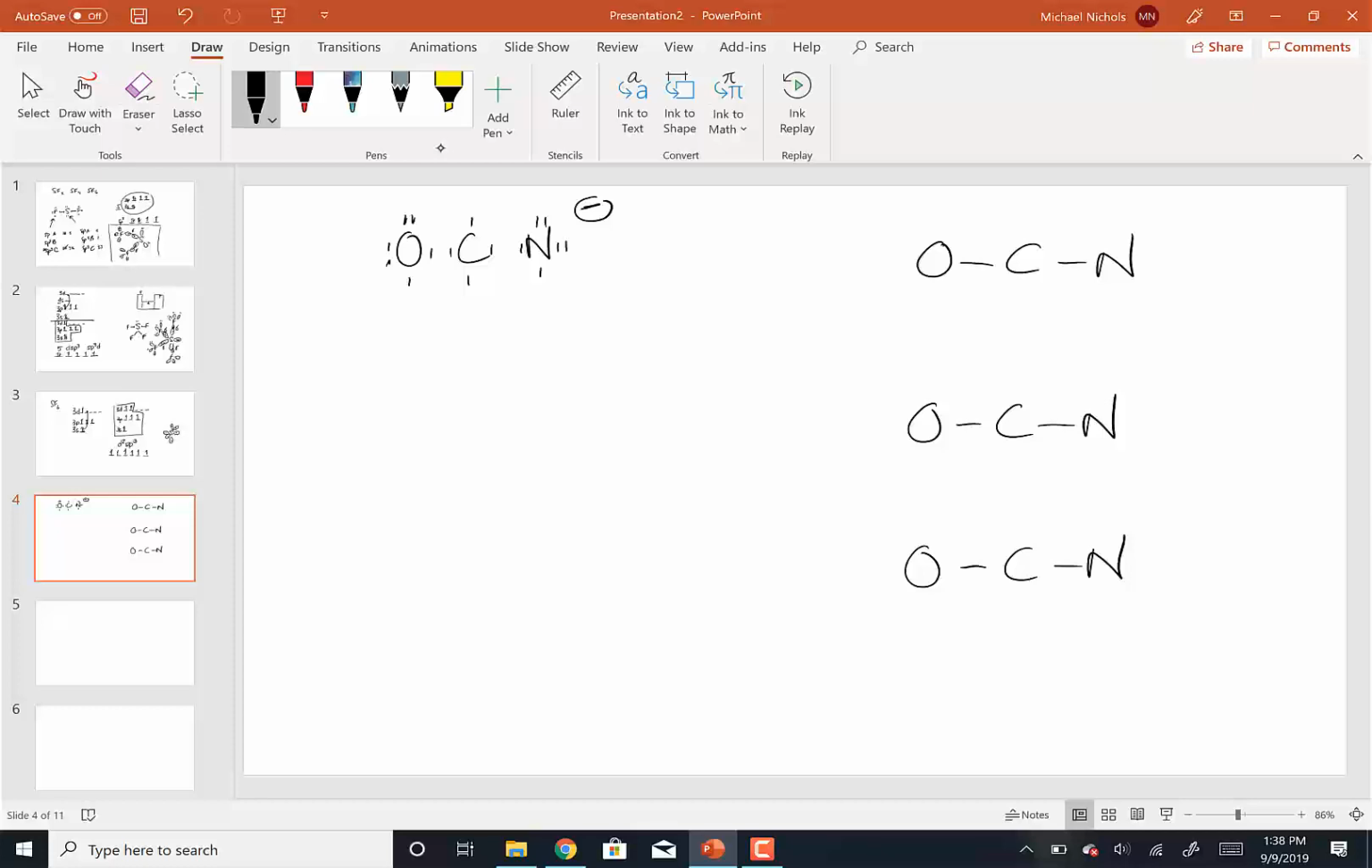Okay, let's go for, yes, what do you have? How many lone pairs on the oxygen? One. One lone pair on the oxygen. What kind of bond between O and C? And lone pairs on carbon? Bond between C and N? How many lone pairs on nitrogen? Formal charges. Formal charges on these atoms.